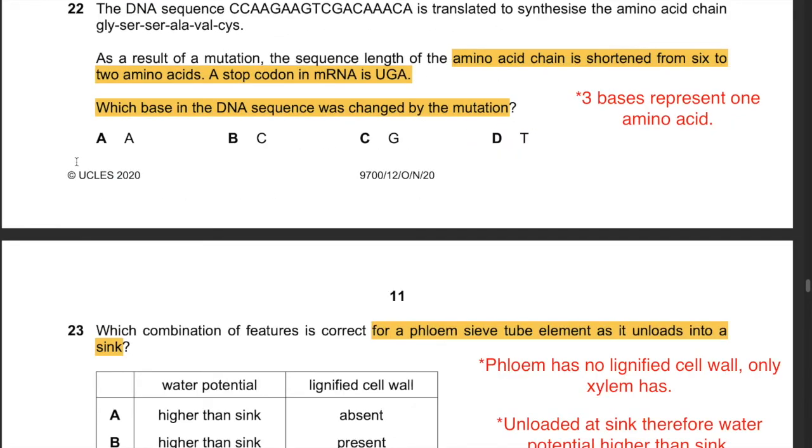Question 22. The DNA sequence which is given is translated to synthesize the amino acid chain. As a result of a mutation, the sequence length of the amino acid chain is shortened from 6 to 2 amino acids. A stop codon in mRNA is UGA. Which base in the DNA sequence was changed by the mutation? 3 bases represent 1 amino acid. Therefore, if we split the given DNA sequence into 3 bases, you will see that when the DNA sequence is changed at G, which is option C, there will be a mutation causing the stop codon UGA in the mRNA. Therefore, the answer is C.